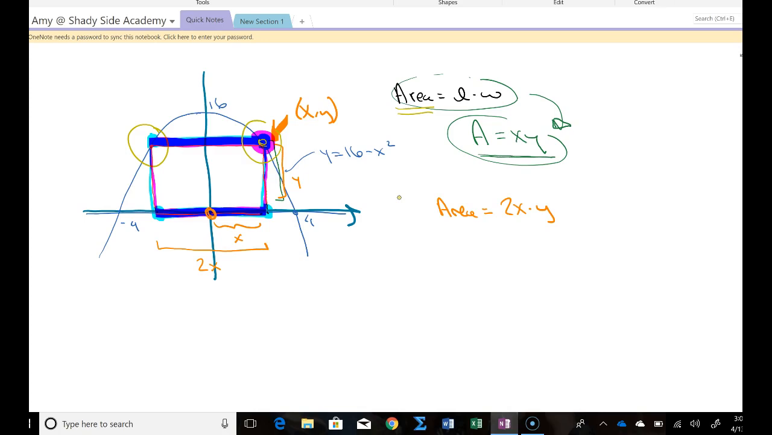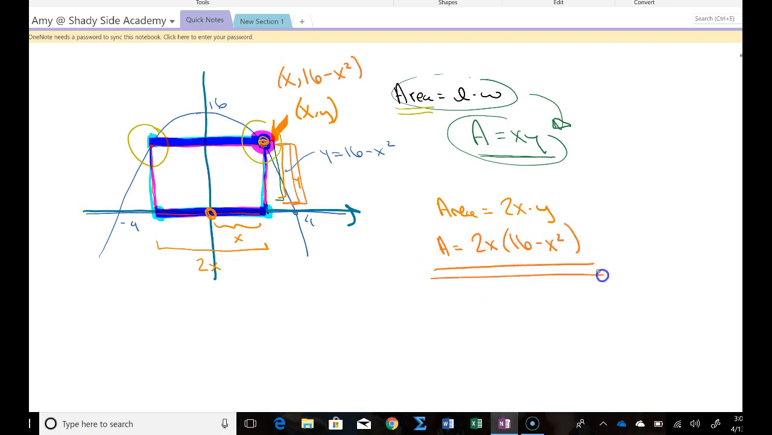Well, what's interesting is, if this is the point x comma, if this is x, then this is going to be y, and y is just 16 minus x squared. Right? Because if y equals 16 minus x squared, this point right here will be the point x comma 16 minus x squared. And then if this is y, this is also 16 minus x squared. So at the end of the day, I now have area equals 2x times 16 minus x squared.